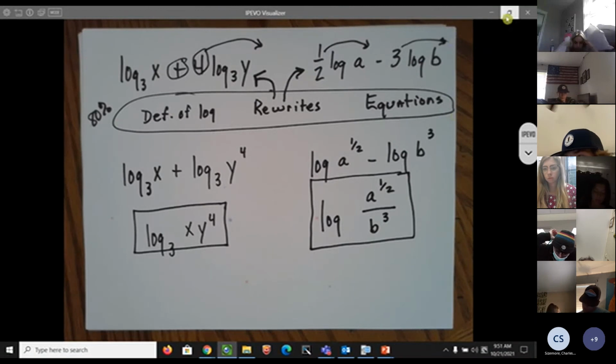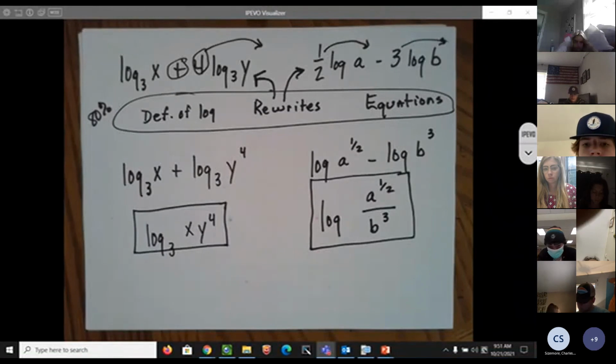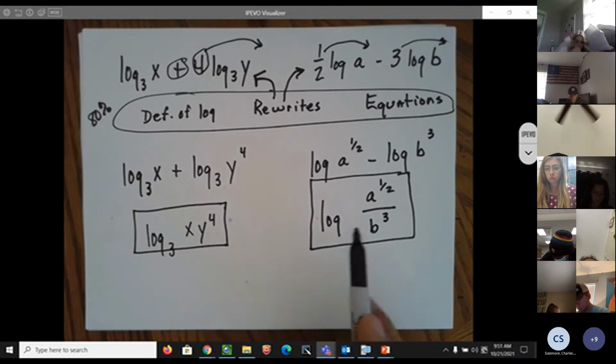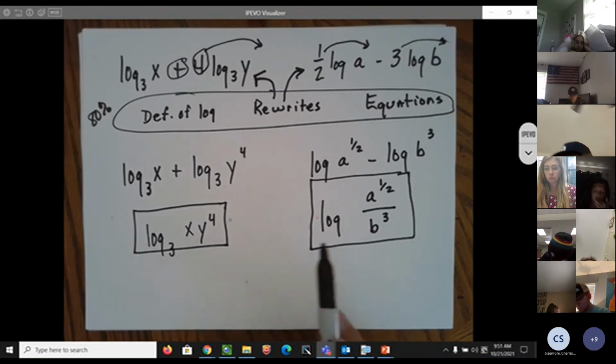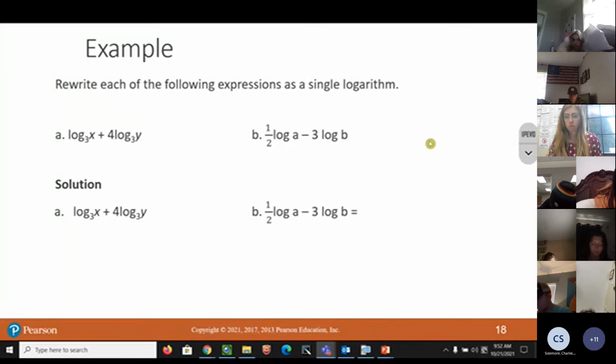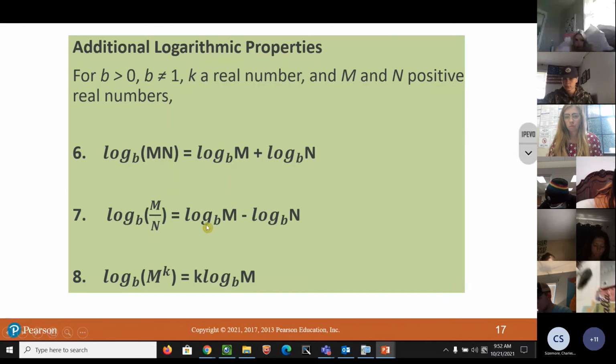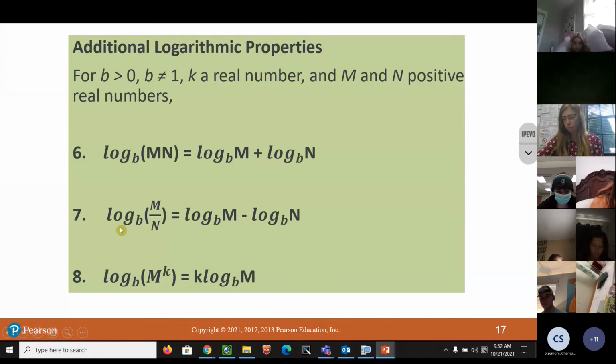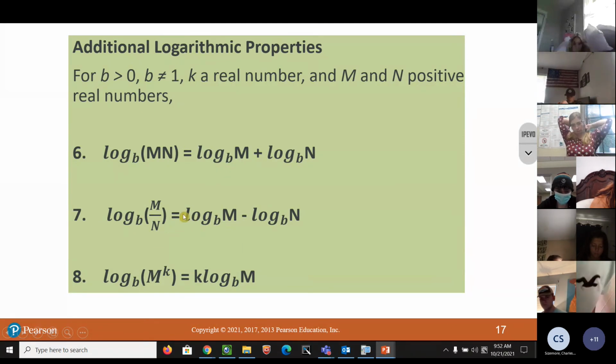So if there's any kind of rewrites in your homework, you better make sure you hit do another question, do similar question. Make sure you do plenty of rewrites in your homework. And we're going to do some more because two is not going to get it. When you're talking about these properties right here, these are very important. Next to the definition of a logarithm, these are the second most important properties. The first one is the definition of a logarithm.